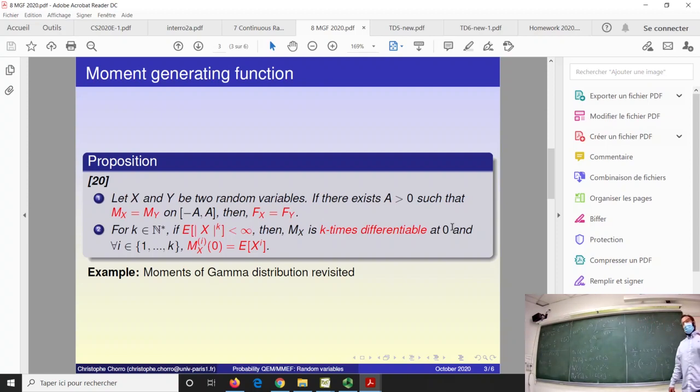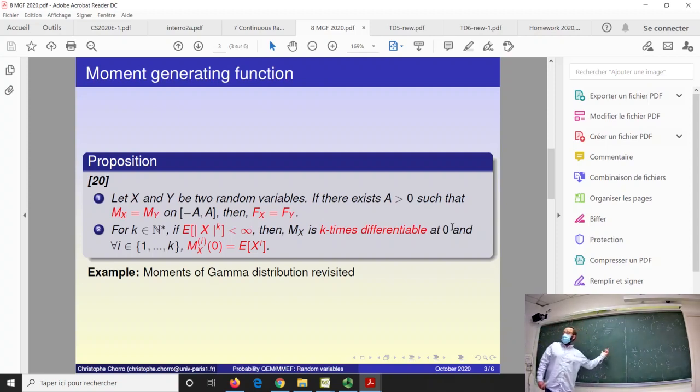In the case of the moment generating function, it's the same. What is the statement? I have two random variables. I have said previously that it's not necessary that the moment generating function is defined everywhere. But suppose that it is defined around 0. At 0, I know that it is defined because the value at 0 is 1. But suppose that there exists a little interval around 0 in such a way that the moment generating function is well defined.